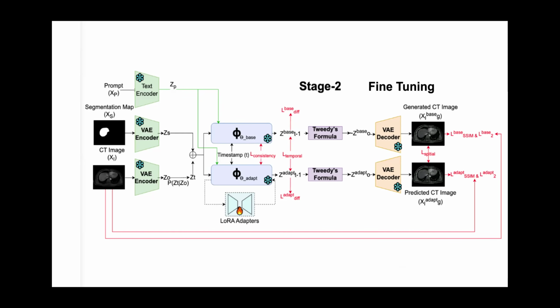Basically we have shown three types of qualitative results. One is how we can generate the CT or MRI image from the semantic map. Second is the pathology generation, and the third is the transitive nature.